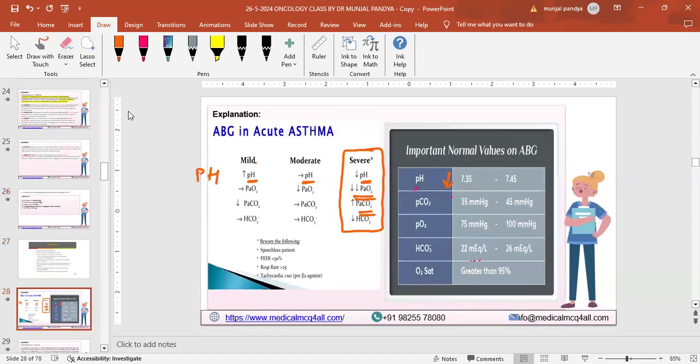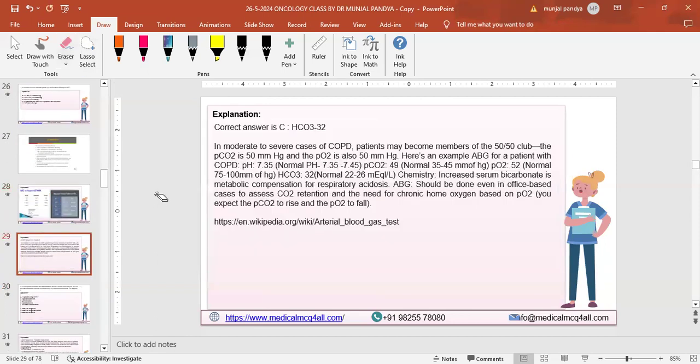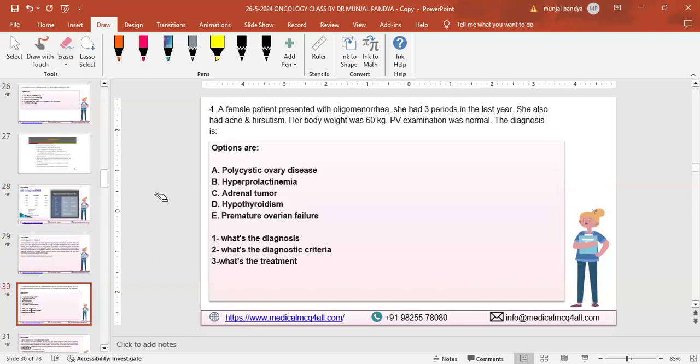What I told you: what happens in diarrhea, metabolic acidosis or alkalosis, how the pH behaves. A patient with severe diarrhea and severe dehydration comes to you with weakness and difficulty in breathing, what's the ABG? Fourth question: a female patient presented with oligomenorrhea, meaning infrequent periods.